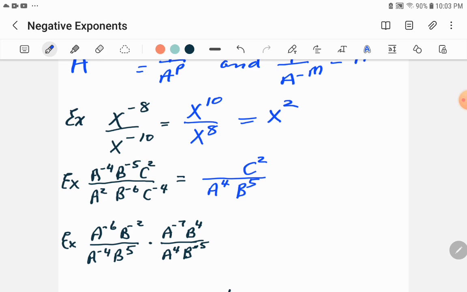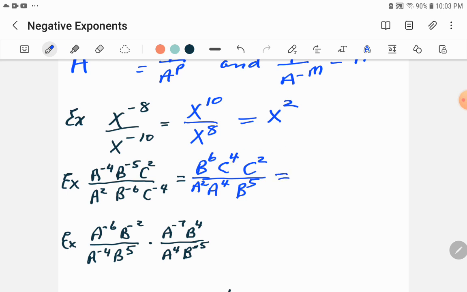Now a squared is already positive, so that'll stay in the denominator. B to the minus 6, that will go up. So we have b6. And c to the minus 4 in the denominator becomes positive in the numerator, so c4.